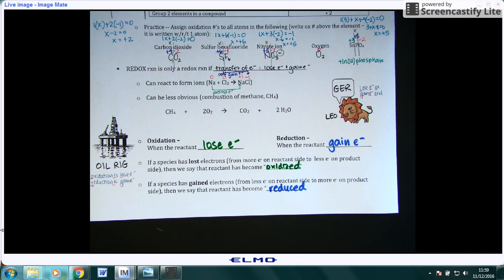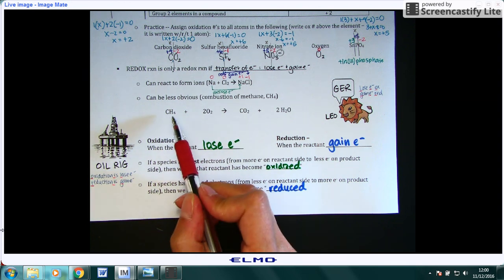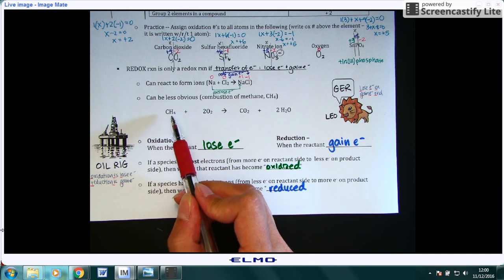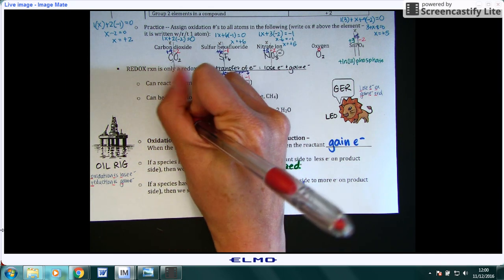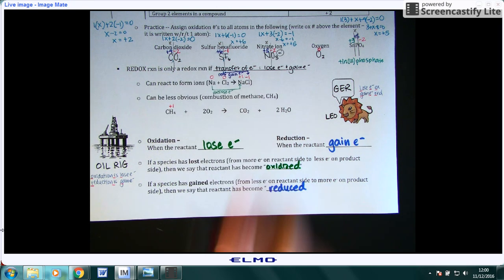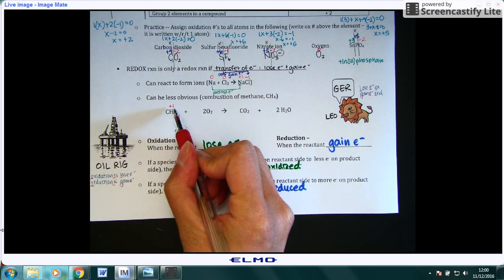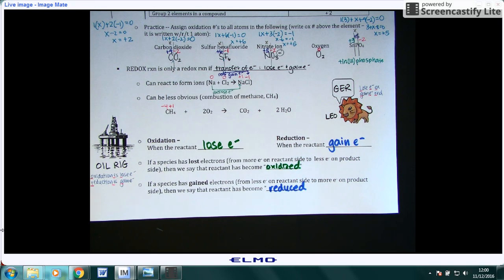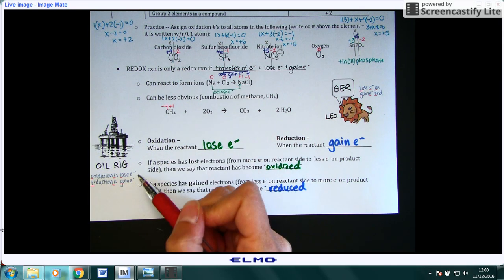If we were to do another example, such as the combustion of methane, before I can figure out what's oxidized and what's reduced, I would have to do the oxidation states. So I would go back on my list to see the difference between carbon and hydrogen. Hydrogen is on that list. Hydrogen has an oxidation state of +1. And since I have 4 hydrogens with a +1, that means carbon has to be -4, because both of these have to add up to 0.